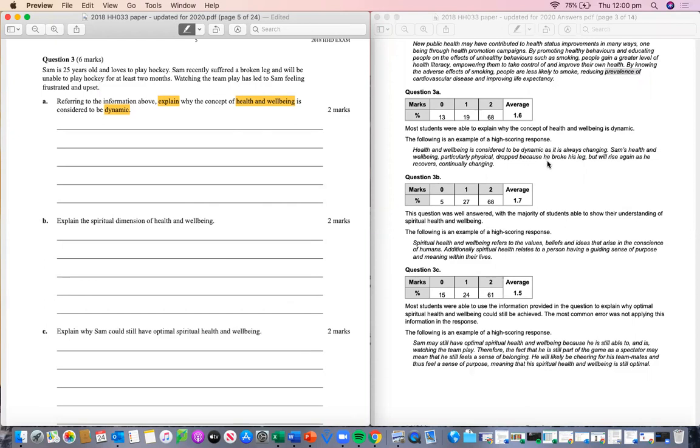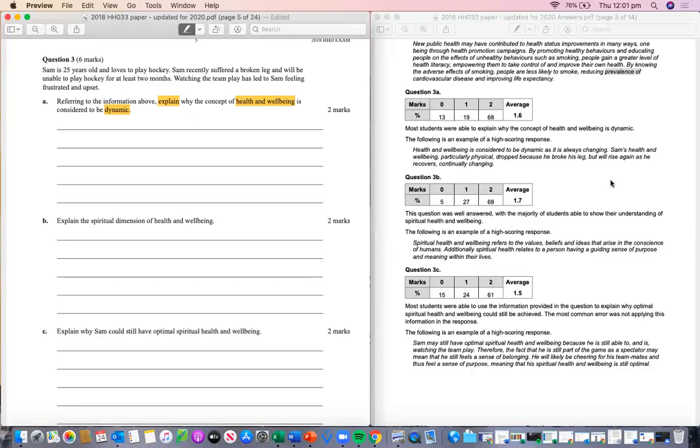So an example of a high scoring response, you could say something like, health and well-being is considered to be dynamic as it is always changing. 1 mark there. Sam's health and well-being, particularly physical, dropped because he broke his leg, but will rise again as he recovers, continually changing. Now, again, you could look at that as a mental aspect, saying his health and well-being, particularly mental, is currently down because he broke his leg and is unable to play hockey with his friends. However, it will obviously improve once he recovers from his broken leg and will be able to participate more with his team.